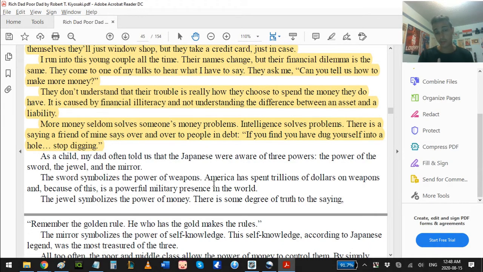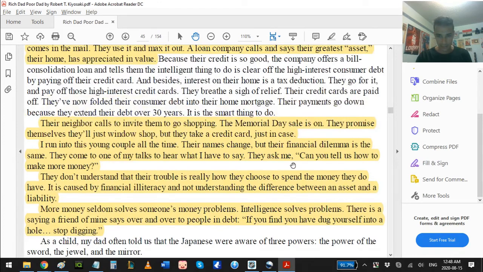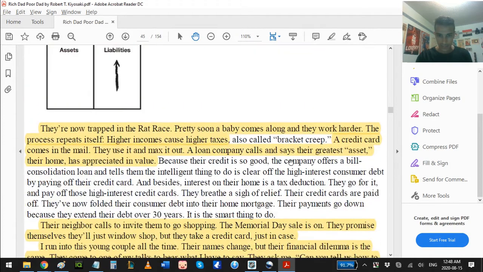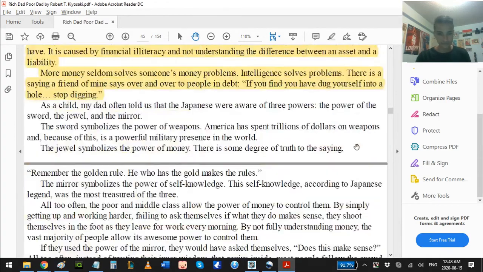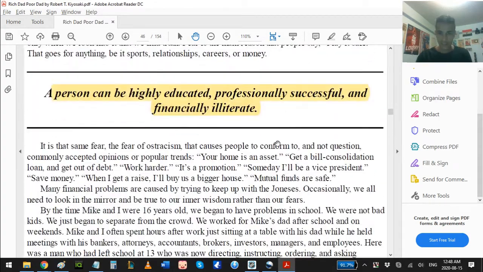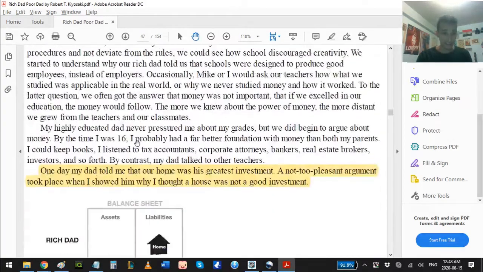Now, one other thing I want to show you guys is that Robert Kiyosaki has his own theory when it comes to homes. A lot of people say my home is my best investment or my biggest investment. And as you see here, the book puts the great asset in quotations. So listen to this. A person can be highly educated, professionally successful, and financially illiterate. All right, so what does he mean by this?